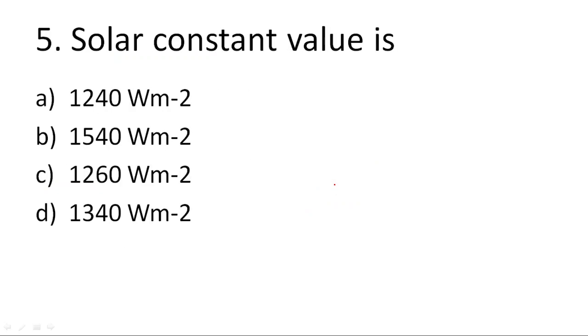Next, what is the value of the solar constant? We already know that the solar constant value on Earth is equal to 1340 watt per meter square. The solar constant is different for different planets, but if the problem gives only the solar constant value, it means the solar constant of Earth, so we need not have any confusion. So option D is the correct answer.